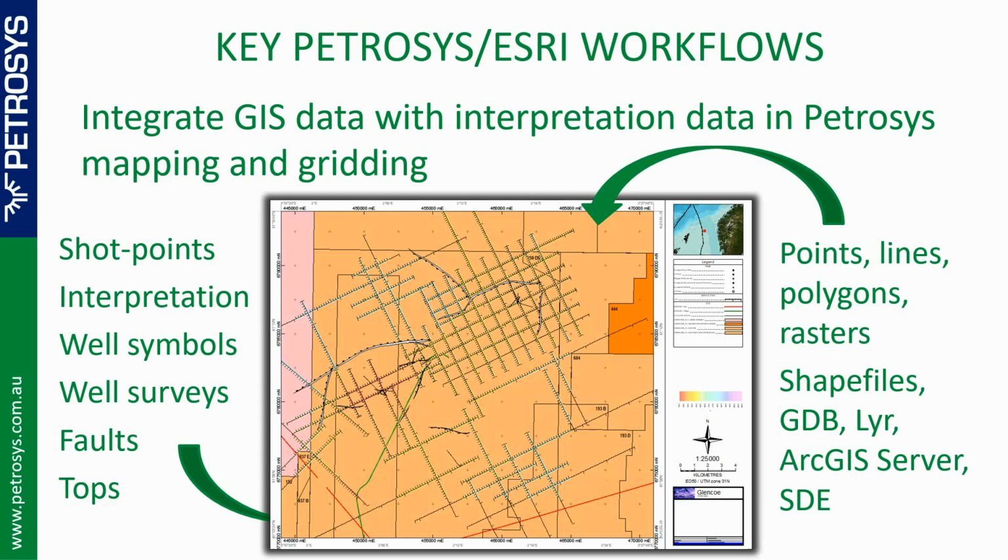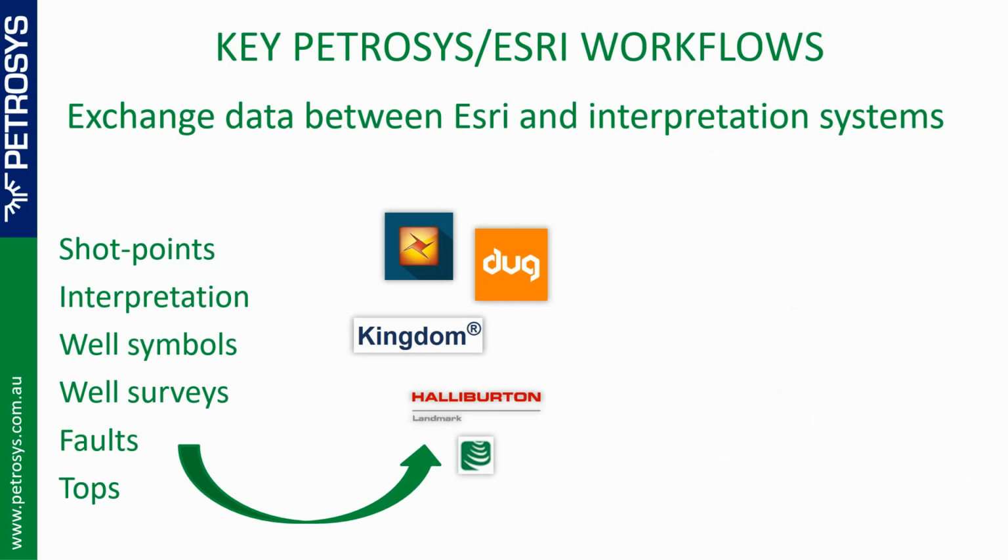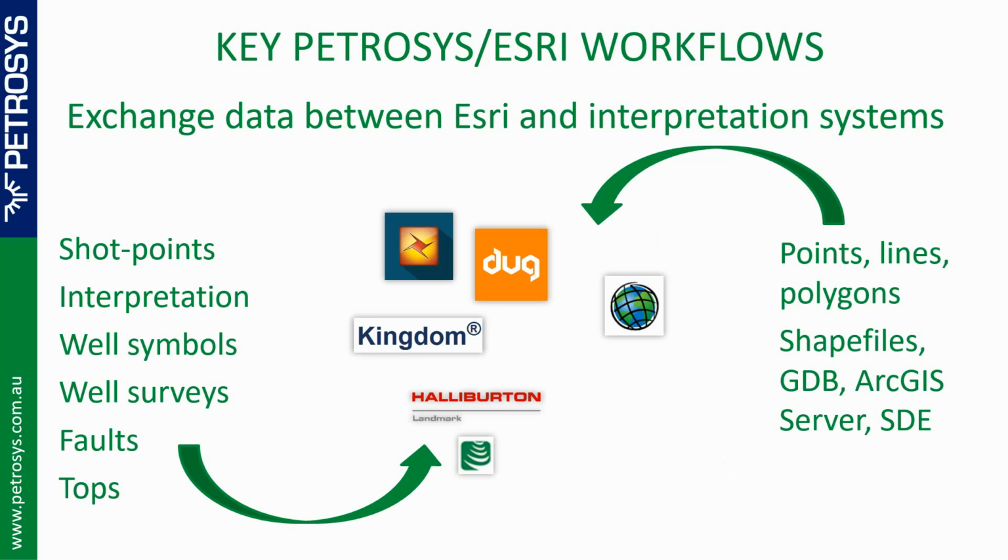When data is changed in either the interpretation system or in Esri, the Petrosys map updates. There is no need for data transfer, and this avoids data duplication and version control problems. Of course, there will be times when you do want to move data between your interpretation system and Esri, and Petrosys can help here too. Geoscience data types from interpretation systems can be written out to Esri formats, or Esri formats can be written directly into some interpretation systems, or converted to industry standard ASCII formats. And Petrosys will accurately convert coordinate systems if necessary.